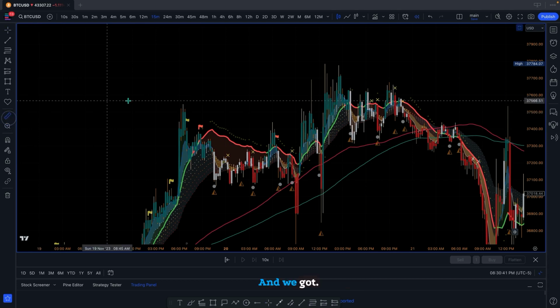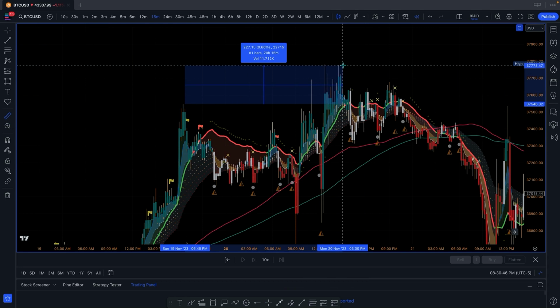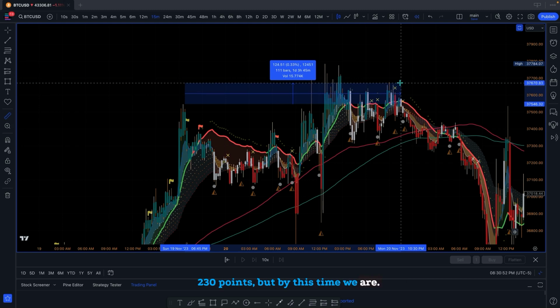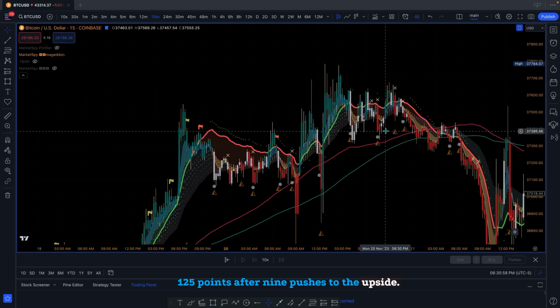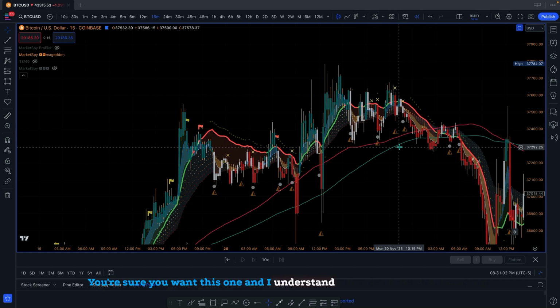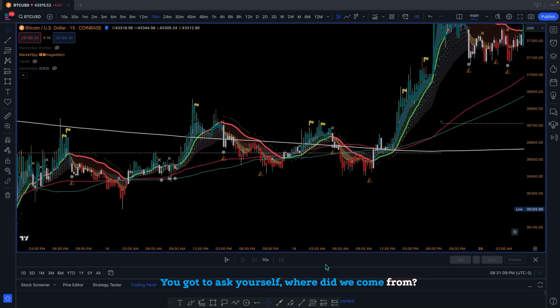And we got 230 points. But by this time, we are 125 points after 9 pushes to the upside. You sure you want this one? And I understand left side of the chart trading. I'm here with you guys. I get it. But you got to ask yourself, where did we come from?